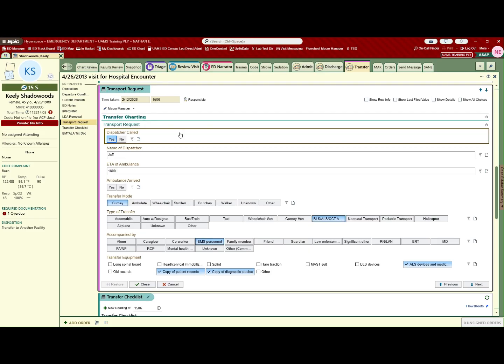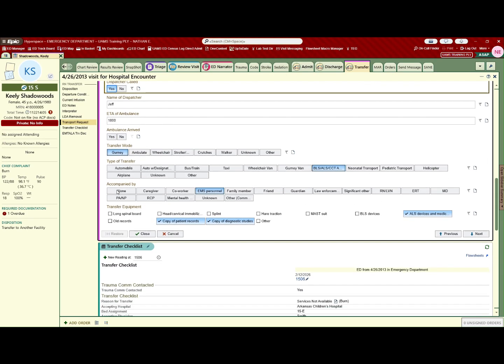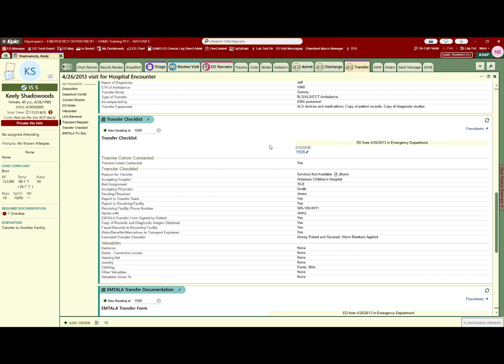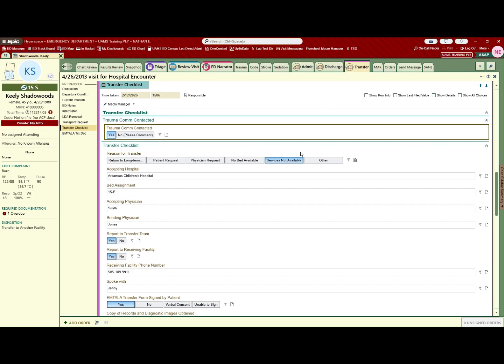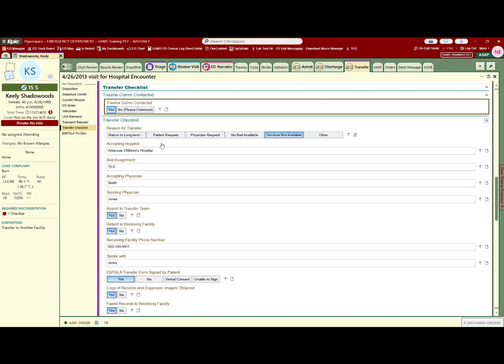Down this part is the transport request. So you'd fill this out when you put in for MIMS transport or whoever to come pick them up and transfer them. I like to make sure we're noting belongings. If there were no belongings, we put no belongings.